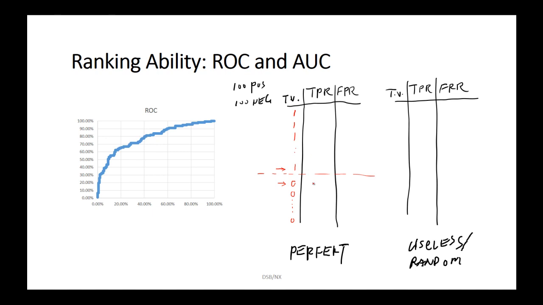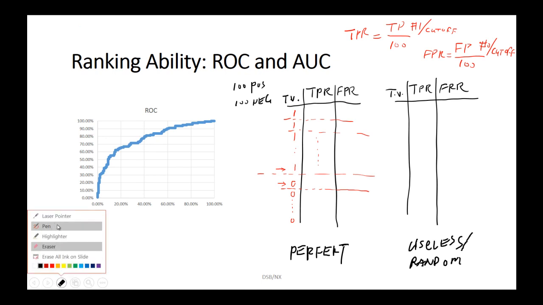Now let's work out the true positive rate and false positive rate. Let's look at the definitions again. True positive rate is defined as the true positive count, which is the number of ones above the cutoff, divided by the total number of actual positives. In this case, it's 100, which is a fixed number for the denominator.